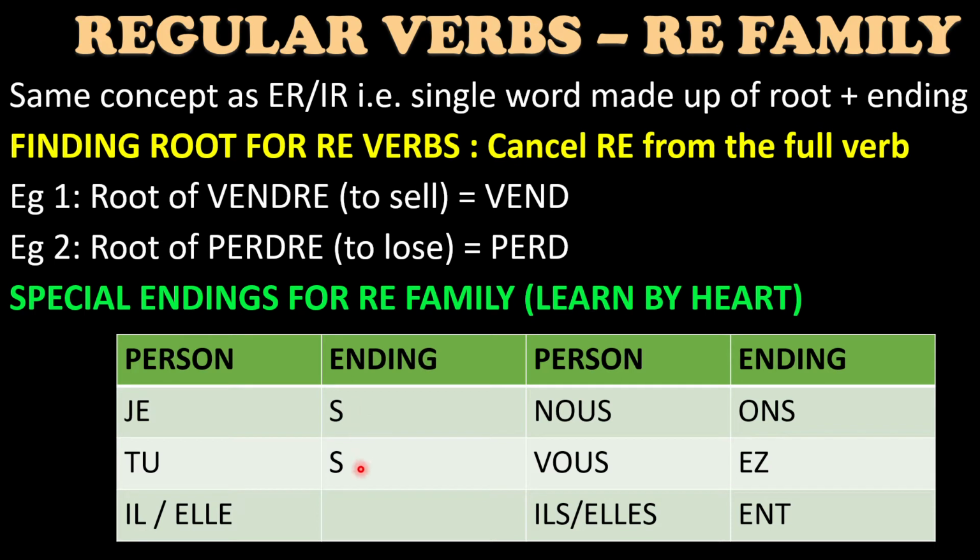S, S, okay, for je it is S, for tu it is S, for il and elle there is no ending. For il and elle, the root itself is the verb. Then for nous it is ONS, for vous it is EZ, and for ils and elles it is ENT. If you notice, these three are the same as the ER family, but I would suggest that you learn it separately as an RE family because you may get mixed up, because these three are not the same. So learn it separately: S, S, nothing, ONS, EZ, ENT.